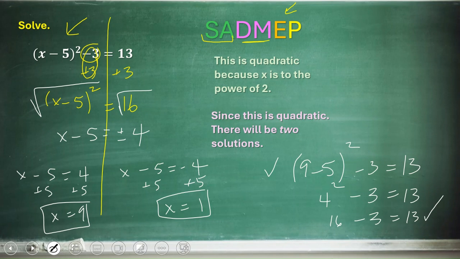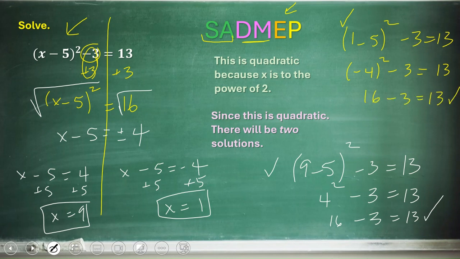We're going to do one more. We're going to plug in the 1. 1 minus 5 squared minus 3 equals 13. Let's just double check this works. This is negative 4 squared minus 3 equals 13. Negative 4 times negative 4 is 16, minus 3 equals 13. That also is true. So these are my two solutions to this quadratic equation.